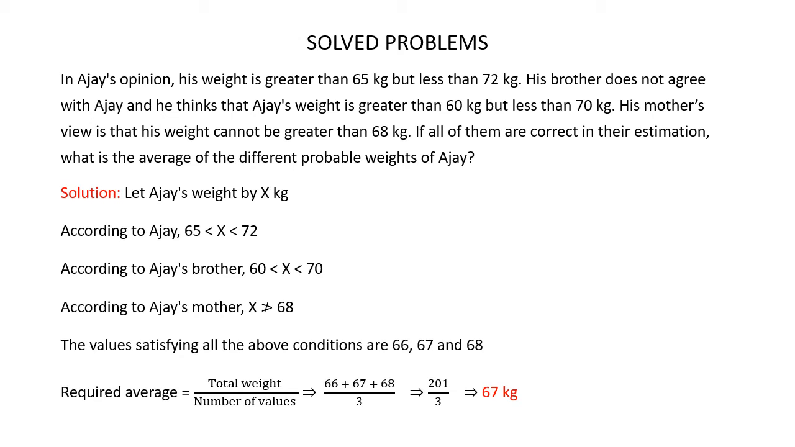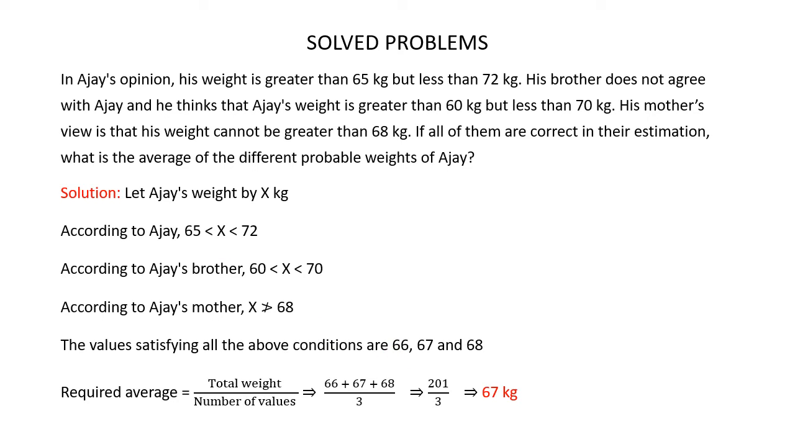Now when you look at these three expressions, you'll see that the values satisfying all the above conditions are 66, 67 and 68. That is, Ajay's weight can be either 66 or 67 or 68. Now you cannot consider the number before 66 because according to Ajay, his weight is more than 65. So you cannot consider 65 here.